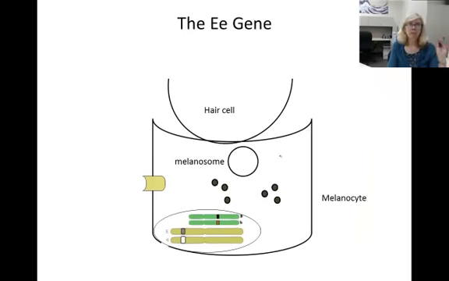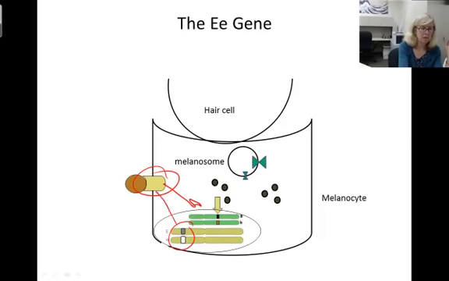A second set of genes is important for coat color in Labradors. The E gene is found on a different chromosome, and it codes for a G protein-coupled receptor, shown here, that's placed in the surface of the melanocyte. A hormone in the blood binds to the receptor, and this triggers the activation of a transcription factor that activates the B gene, which is then turned on and makes the melanin transporter. Okay, so the E gene codes for the receptor, and the B gene codes for the transporter.